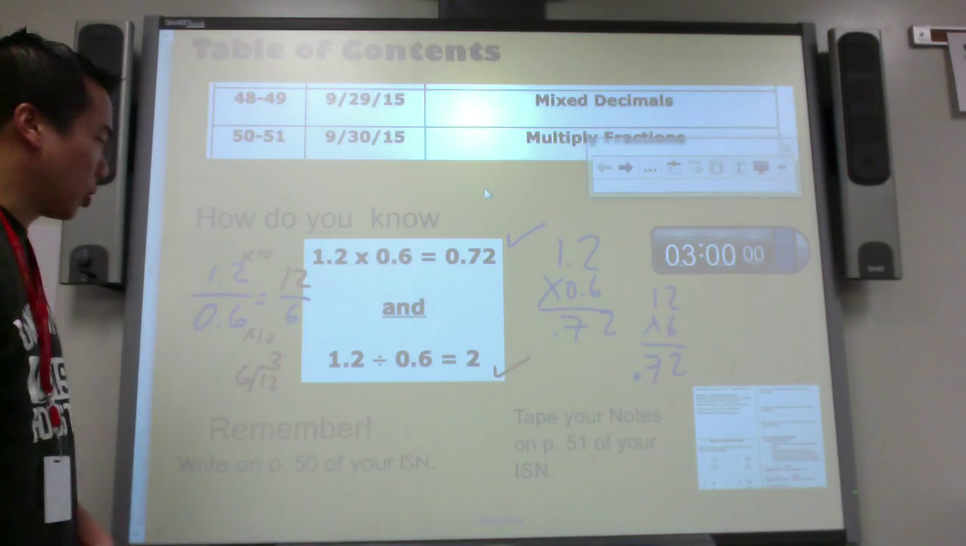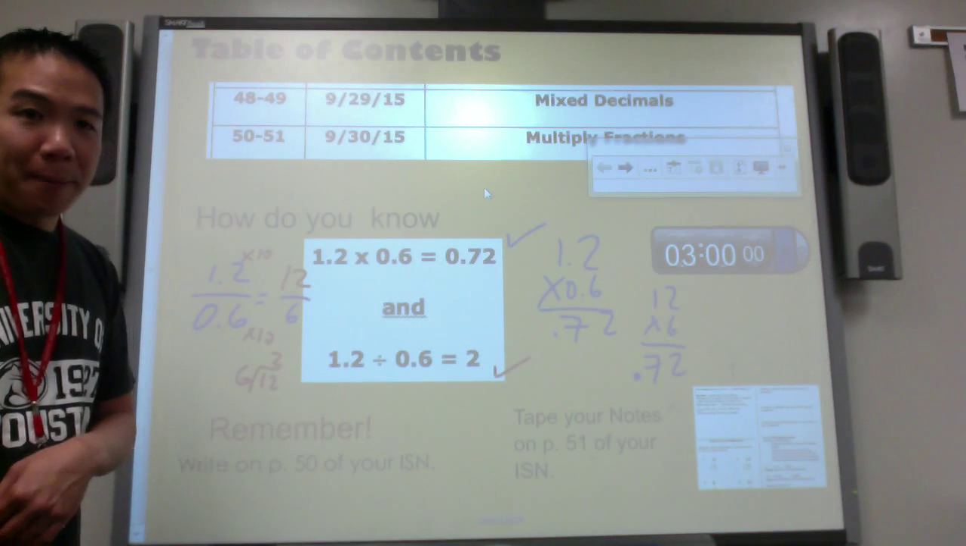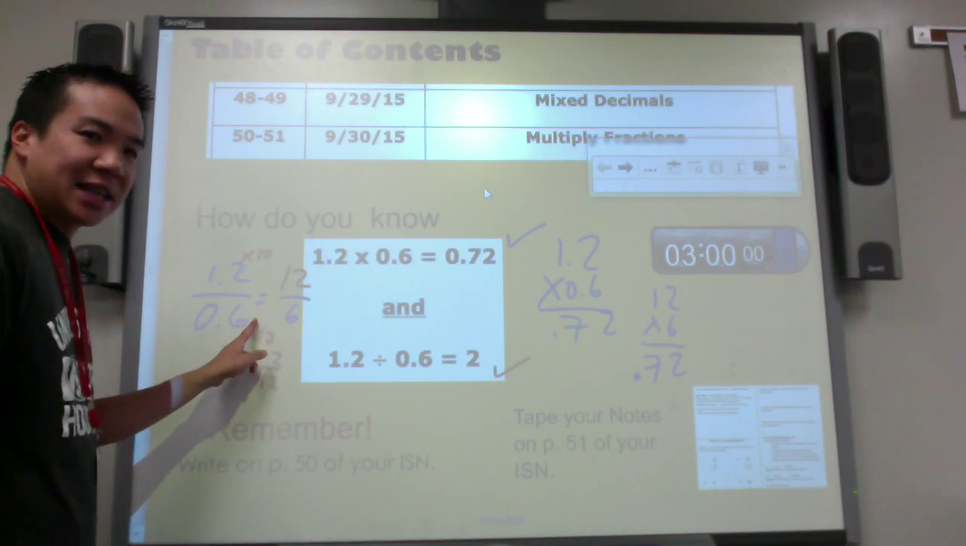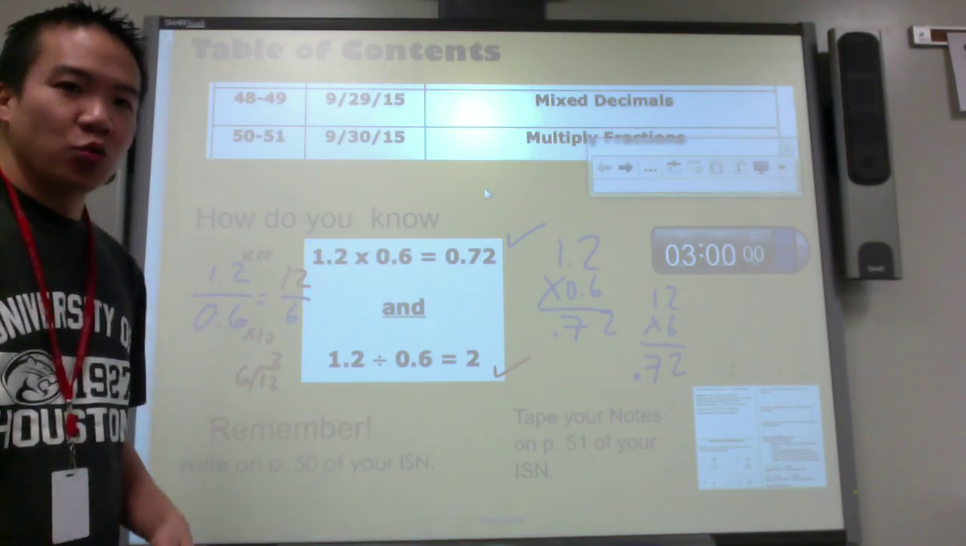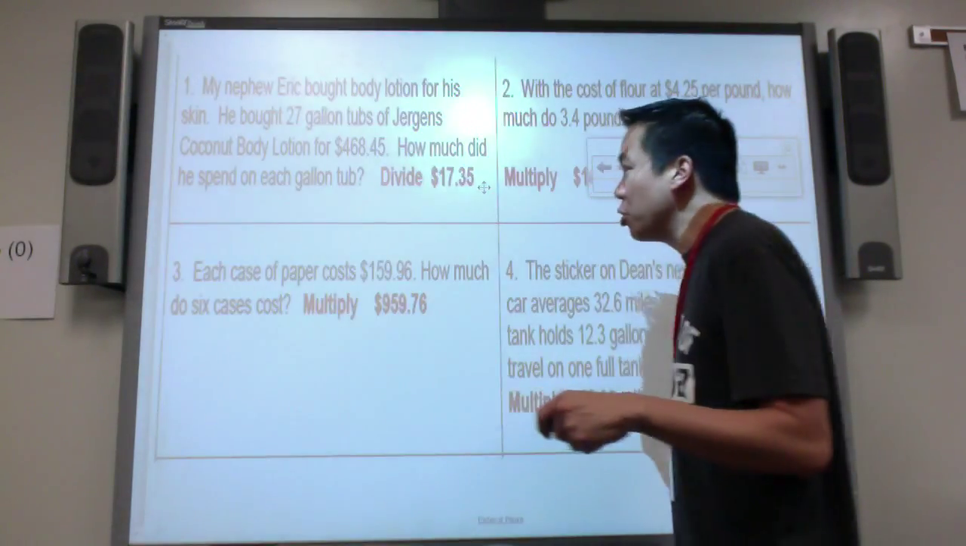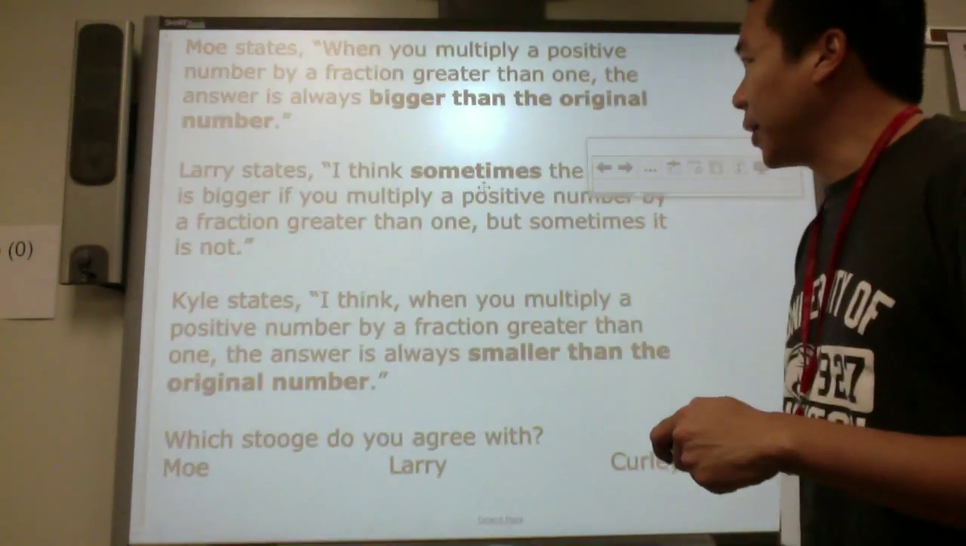Another way you can think of a shortcut, if you do not like multiplying by the powers of 10, you move this decimal point 1 place over, so 6, move this 1 place over, that's 12. 12 divided by 6. So let's go to our lesson over multiplying.